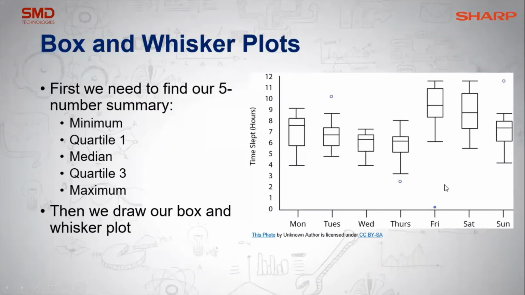So that leads us to the box and whisker plot. Okay, so we need our 5-number summary. We have a minimum, a quartile 1, a median, quartile 3, and a maximum. And then, of course, once we have this information, we can then draw our box and whisker plot.